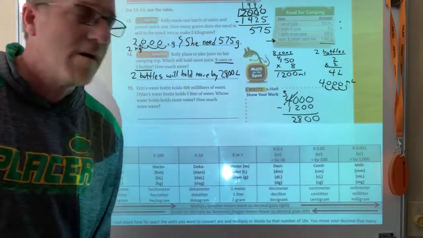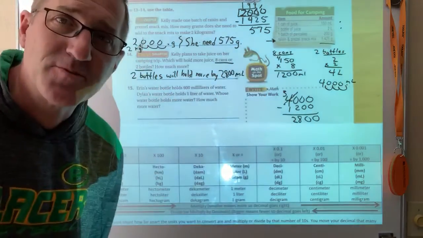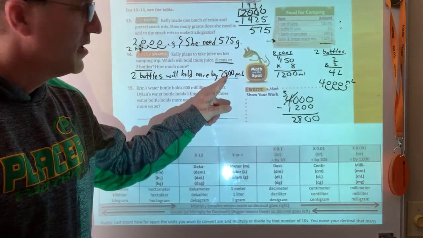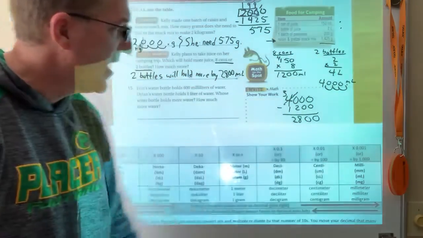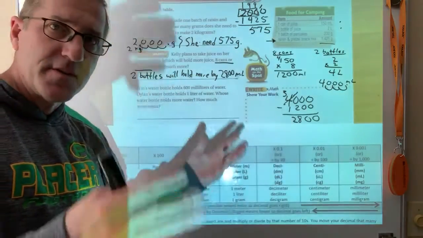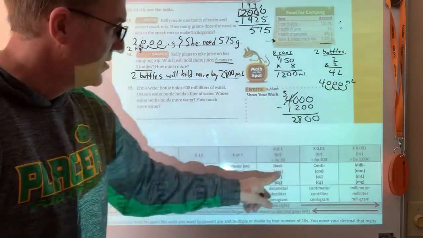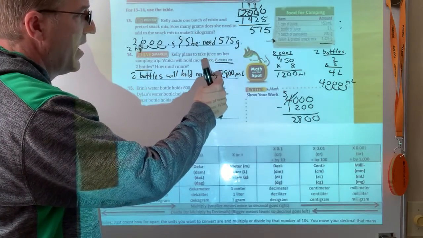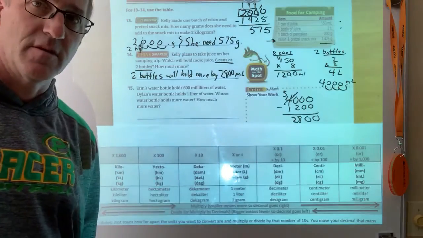milliliters. How many liters would that be? 1, 2, 3. 2 and 8/10 liters. How many centiliters? 280. One step, right? You can convert this into all of these things. How many kiloliters would it be? 1, 2, 3, 4, 5, 6. 6 right there. So it'd be really, really small.